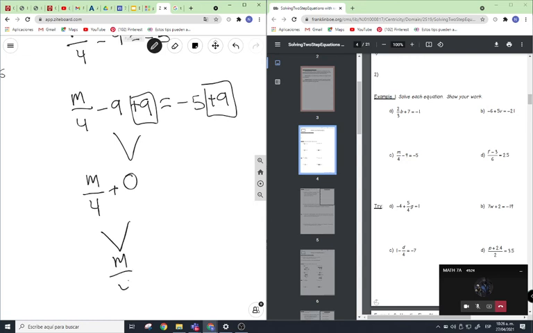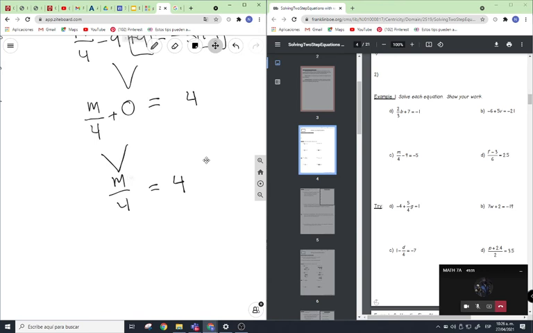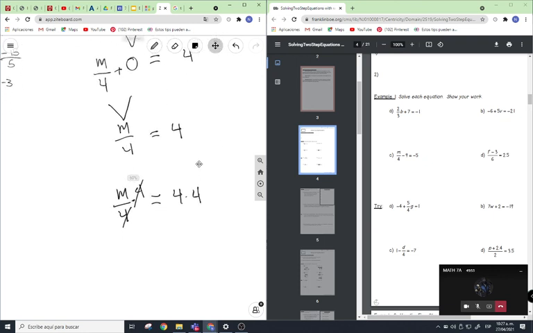M over 4. Okay, but what is negative 5 plus 9? It is positive 4. And in order to get rid of this 4, we have to multiply by 4 because it's dividing. So m over 4 times 4, these two things disappear, but we also have to multiply by 4 on the other side, so it's 4 times 4. So here we only have the m, and 4 times 4 is 16. M is 16. So that's how you do two-step equations.